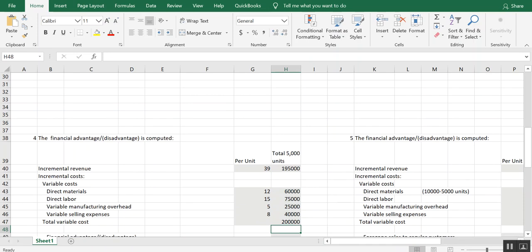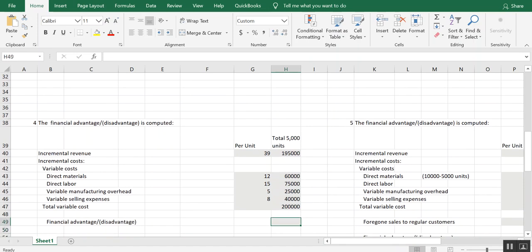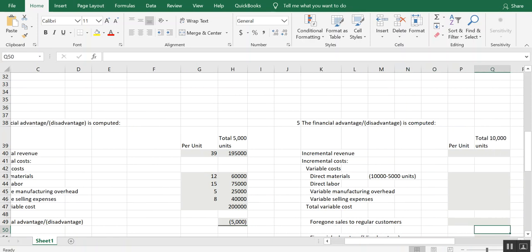of $200,000. Now, when we compare the revenue that we're going to get from this of $195,000 with the cost that we're going to incur because of it, we see that we lose $5,000. In other words, this is going to be a financial disadvantage. So we're really not interested in taking on that additional order.